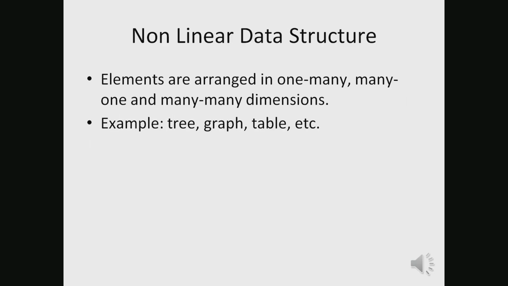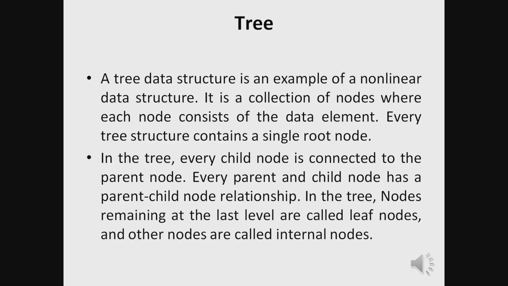And next one is non-linear data structure. Here elements are arranged in one to many, many to one, and many to many dimensions. Examples: tree, graph, table, etc. It is one type of non-primitive data structure. In non-linear data structure, data is not stored in a linear manner. The examples of non-linear data structures are tree and graph.